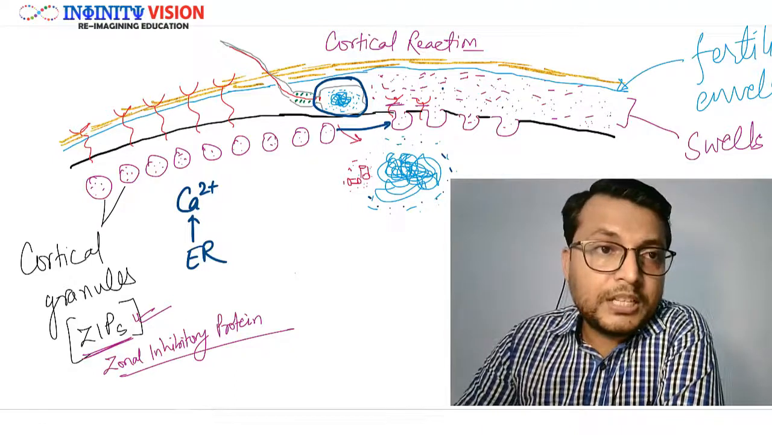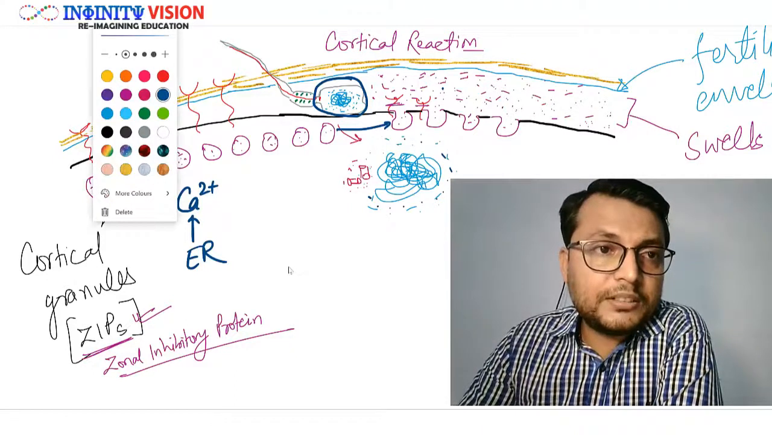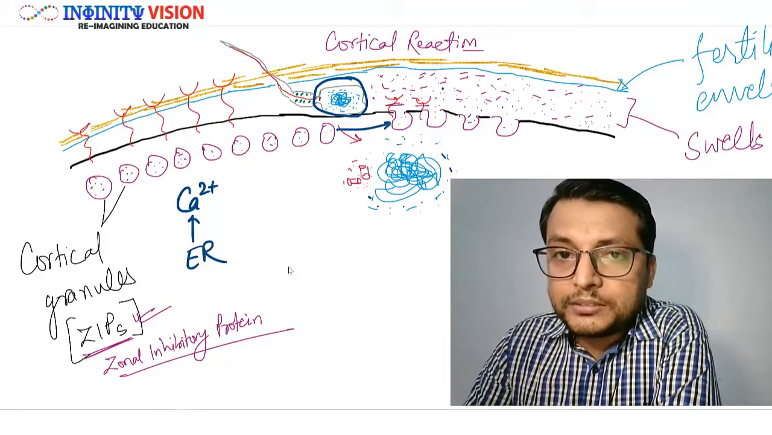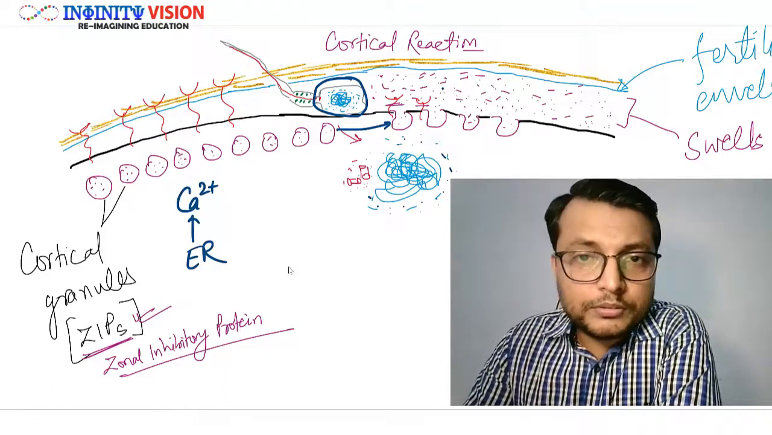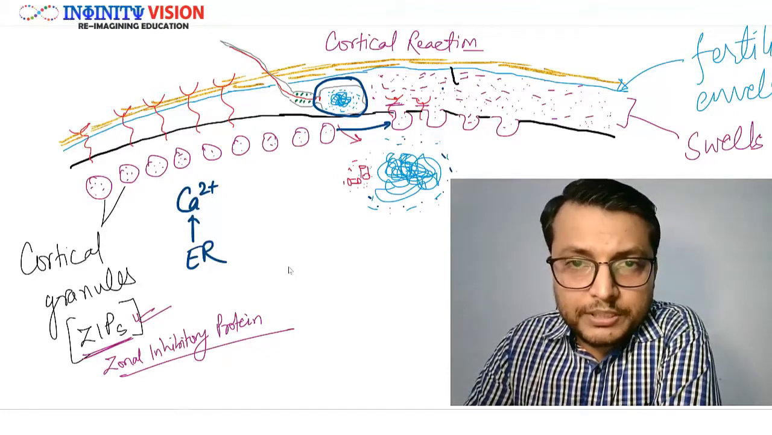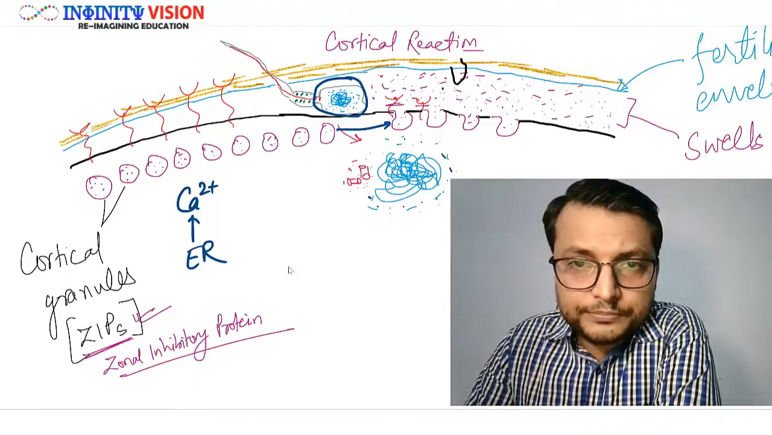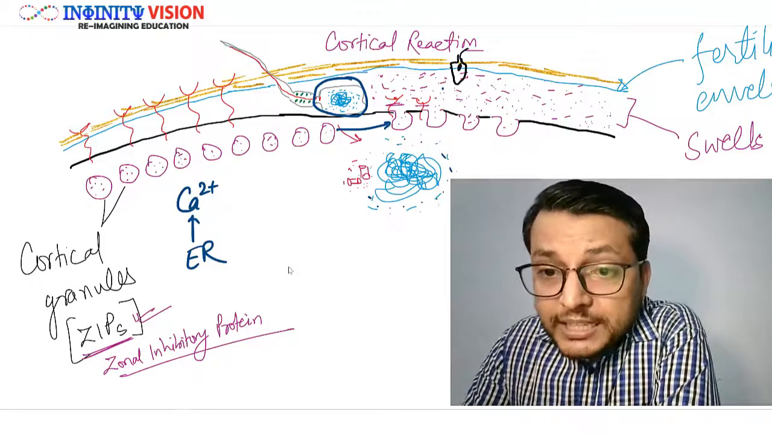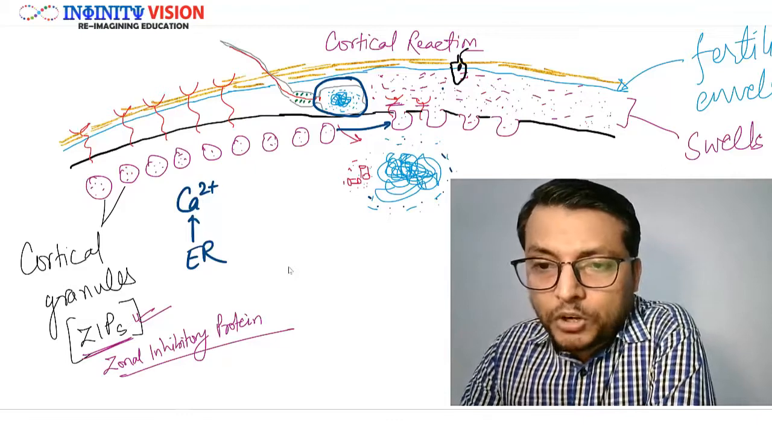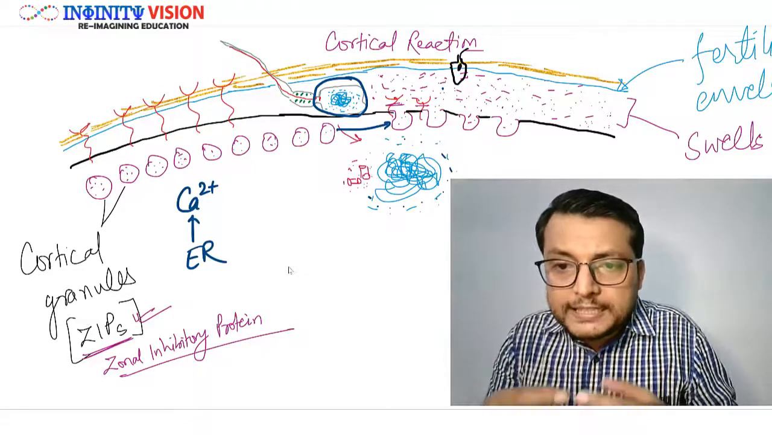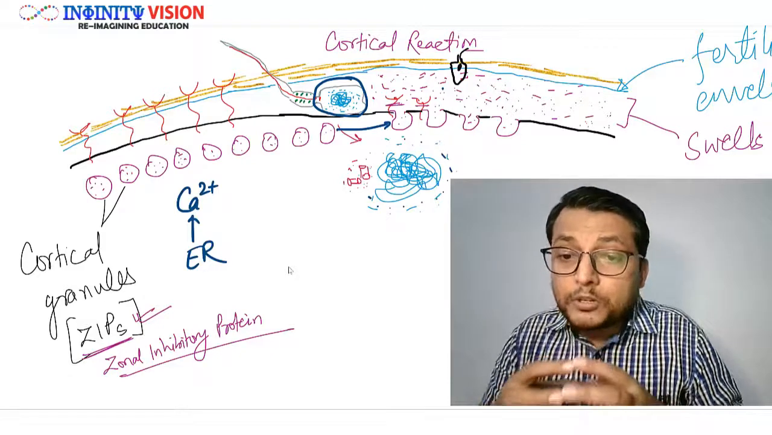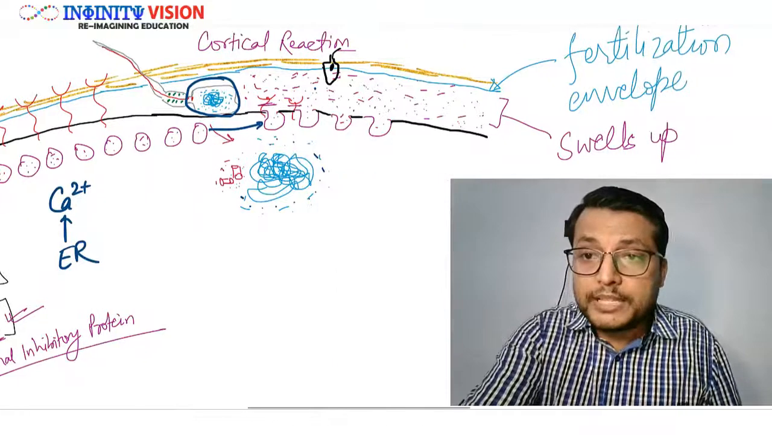another sperm has already entered through the zona pellucida, or it is already entering into the zona pellucida. Suppose this is another sperm. So what happens? Now into the perivitelline space, a lot of carbohydrate is secreted, and this carbohydrate absorbs a lot of water and swells up. So this area swells up.